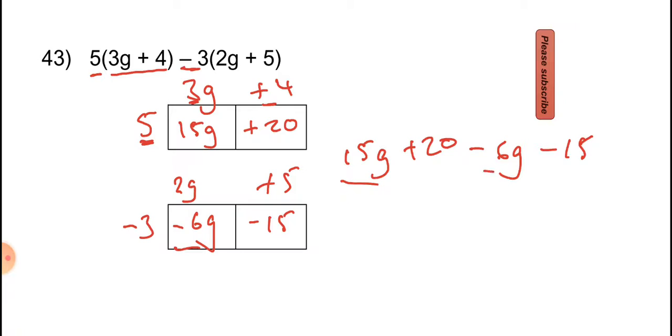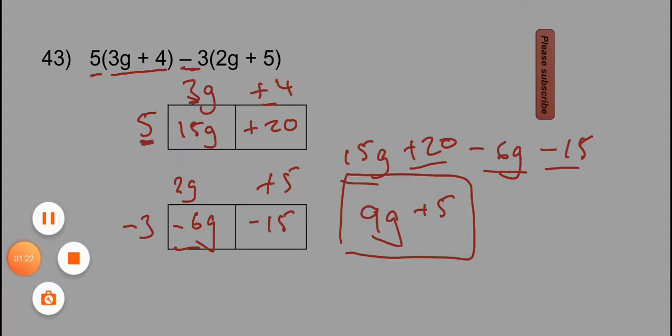So 15g minus 6g is 9g, and plus 20 minus 15, or 20 minus 15 is 5, so it's plus 5. So the final answer is 9g plus 5.